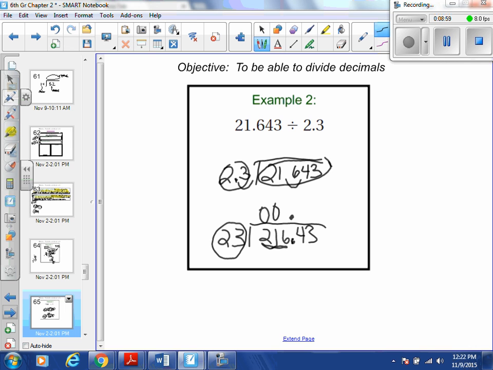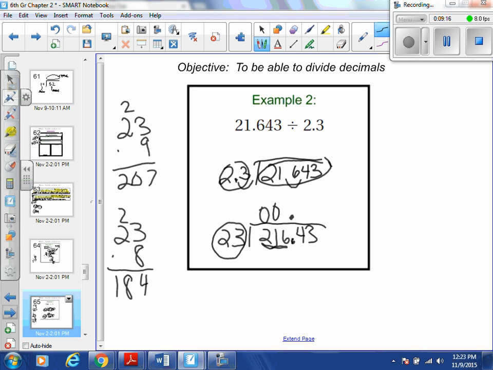All right, let's try that first. 23 times 8. 16, 17, 18. 184. I think we can fit another 23 in there. So let's try 23 times 9. 207. All right, that looks like a better fit. So we're going to say 23 goes into 216 9 times, and that gives us 207. Okay. Now I'm going to subtract.